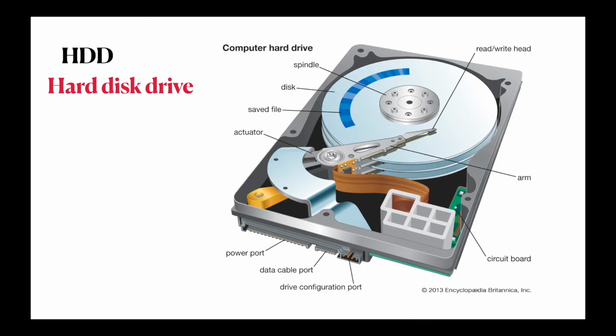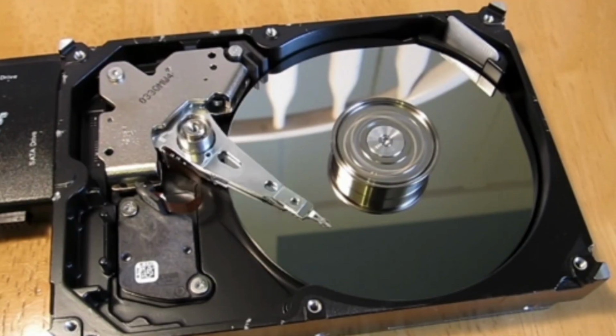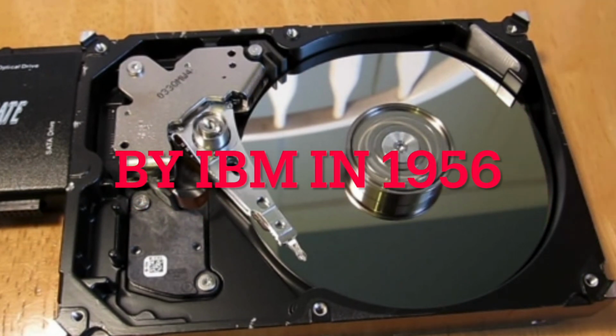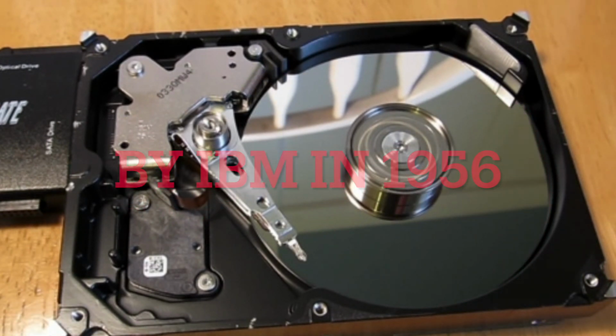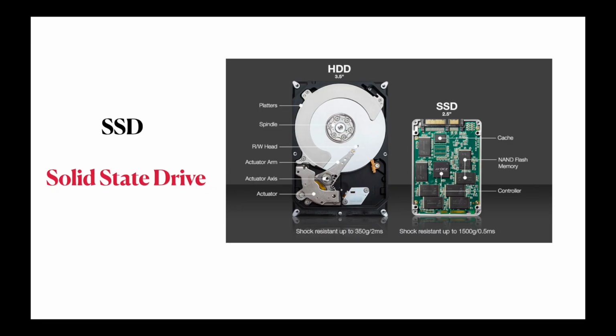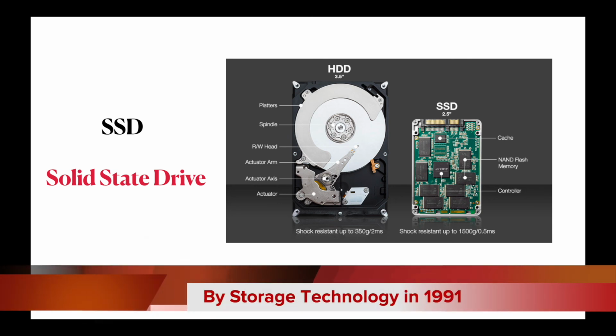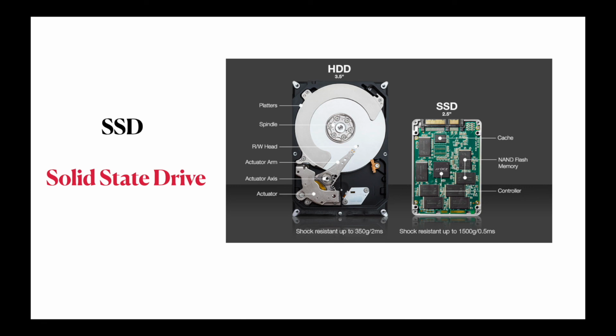HDD. A hard disk drive is a traditional storage device that uses mechanical platters and a moving read-write head to access data. It was introduced by IBM in 1956 and became dominant as a secondary storage device in the early 1960s. Later, a better and smaller solution for secondary storage was introduced in 1991 by Storage Technology Corporation, where data can be instantly accessible, made up of integrated circuits.